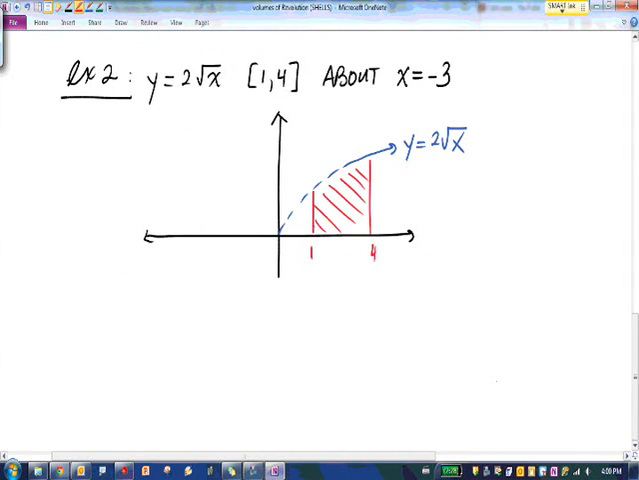Okay, let's take a look at the same shape, but this time we're going to revolve it about x equals negative 3. So it's actually going to get revolved around a line that's a little further out than when we had it last time. So when I try to draw the reflection of that shape, it's a little bit further out. So we'll do the same thing.